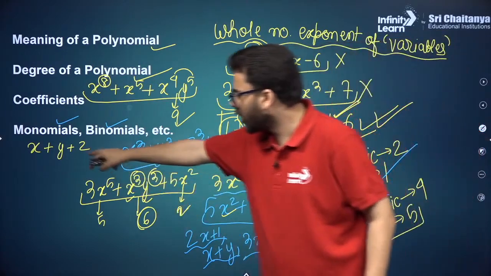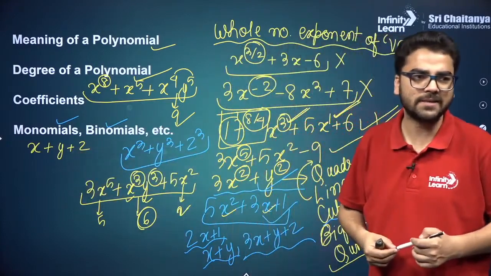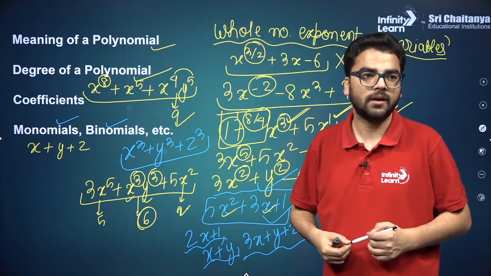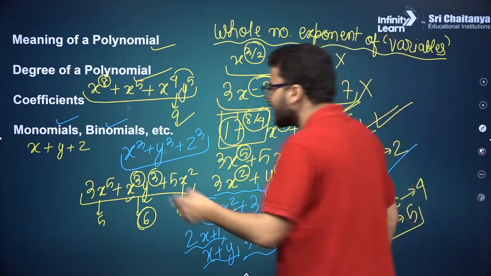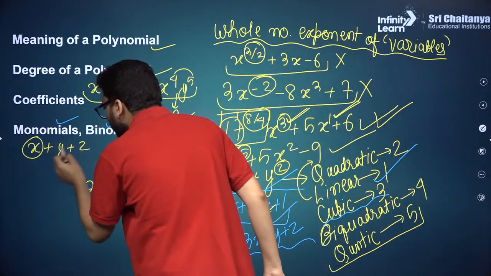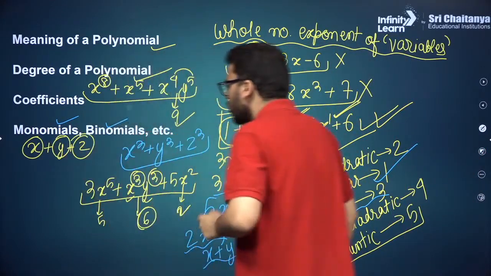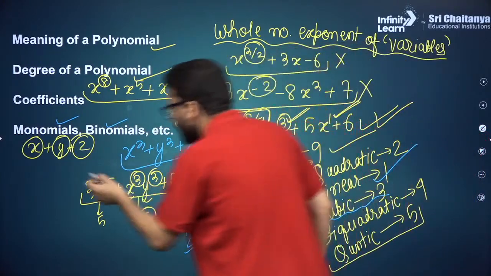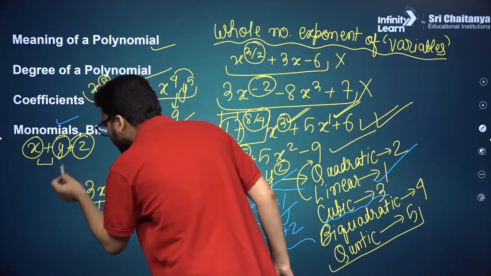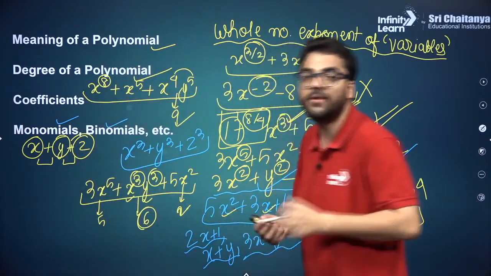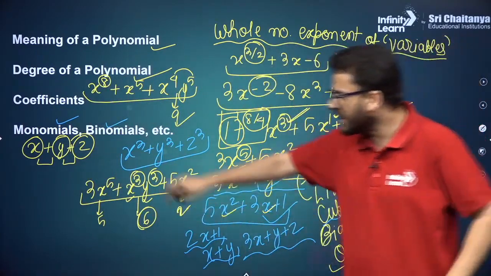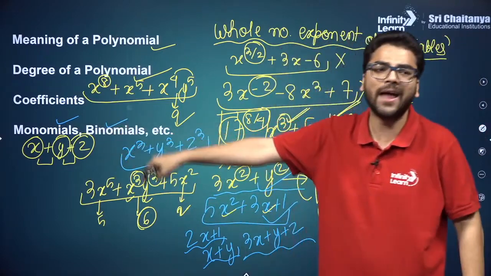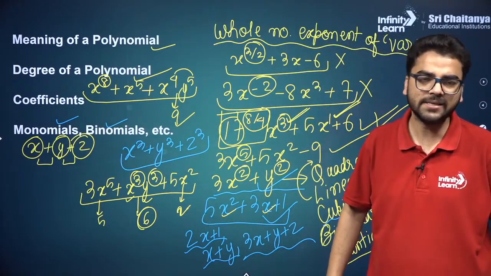So what type of polynomial is this? Tell me. x plus y plus z. It is a trinomial. 3 terms are there. So how will you decide the number of terms? Number of terms are decided by the number of addition and subtraction signs in between. You got it? So 3 terms are there. So this is a trinomial.